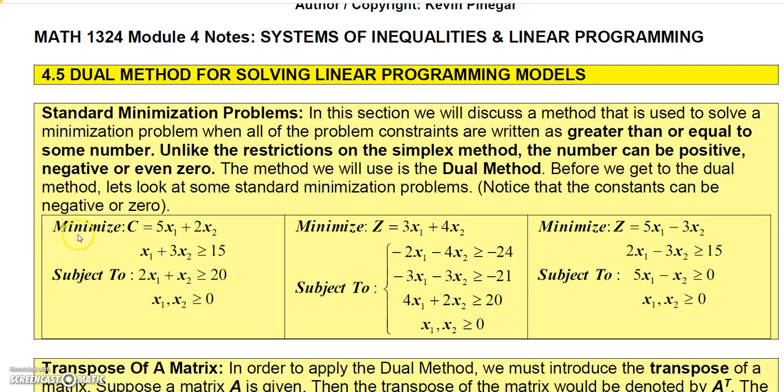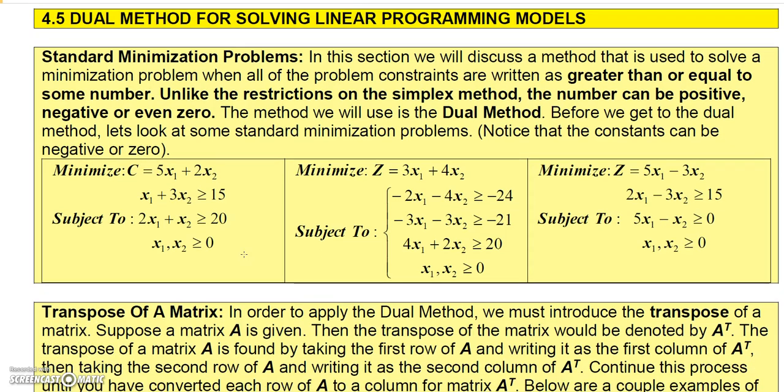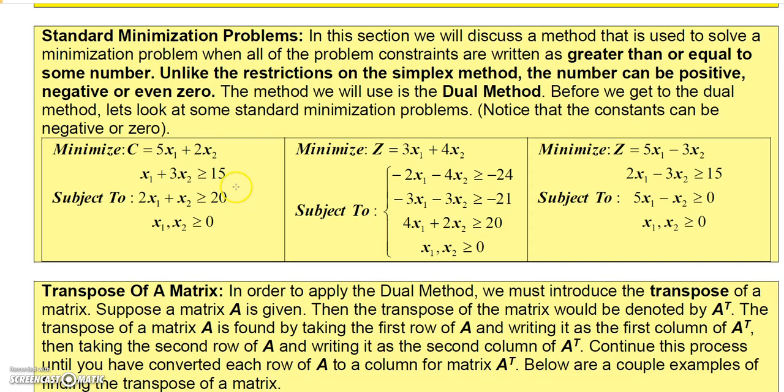So anytime that you have a minimization problem where all your constraints are greater than or equal to, you can use what's called the dual method. And the dual method is where we convert the problem to its dual problem, and its dual problem will be a standard maximization problem. So actually all three of these examples, since each one is minimizing the objective function with all the constraints greater than or equal to, each one of these can be solved using the dual method.